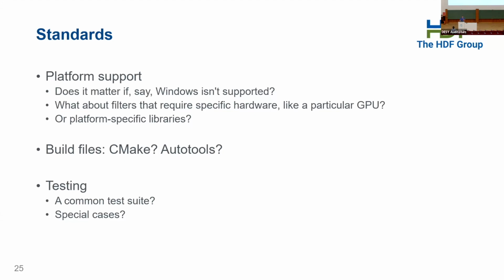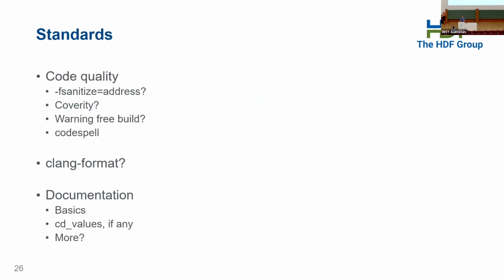Again, build files, CMake, autotools. Testing: we have a common test suite in there. Do we need to expand that? Are there special cases that we need to consider? Code quality: do we want to make sure that things pass with fsanitize=address, Coverity, warning-free builds, codespell? These are all things that we can set up. Clang-format: are we going to demand a particular style, or is it just the Wild West? Documentation: what is the required amount of documentation? Basics, you just have to have CD value documentation for the different filter parameters.